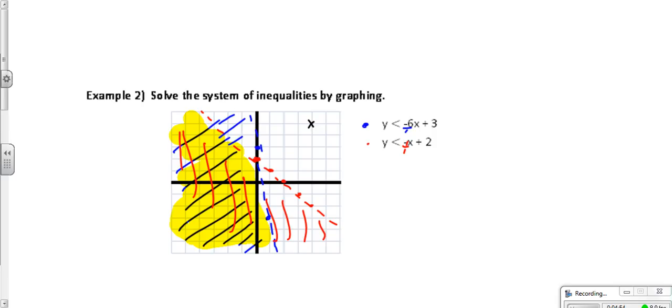If I picked a point in here, it would only work for blue. If I picked a point here, only red. And then if I picked a point from the yellow, it would work for both.